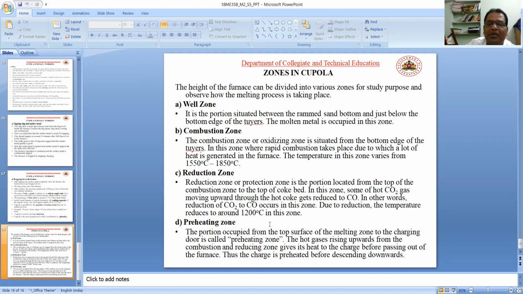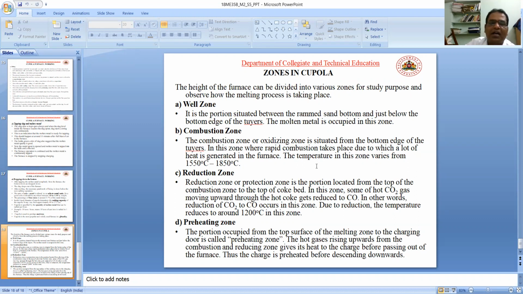Preheating zone. The portion occupied from the top surface of the melting zone to the charging door is called the preheating zone. Hot gases rising upwards from the combustion and reducing zone give off heat to the charge before passing out of the furnace. Thus, the charge is preheated before descending downwards. As I told, in the preheating zone the flue gases lose temperature and the charge gains temperature, or is preheated, and then descends downwards.